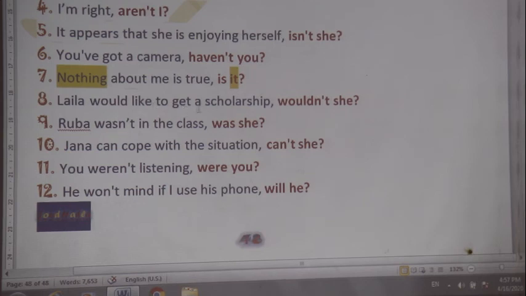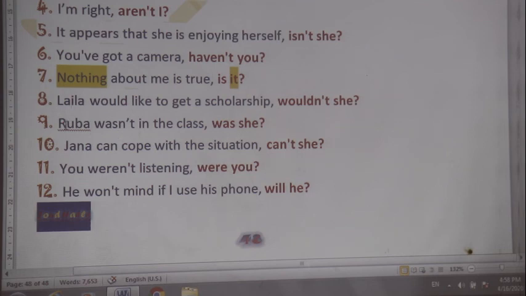Now the next one, Layla would like to get a scholarship. So here I have a modal verb. I only need to invert it. But before that, replace the proper noun Layla with a subject pronoun. So, Layla would, wouldn't she? Because the statement is positive, I need a negative question tag.